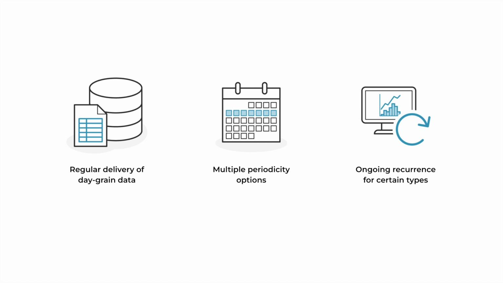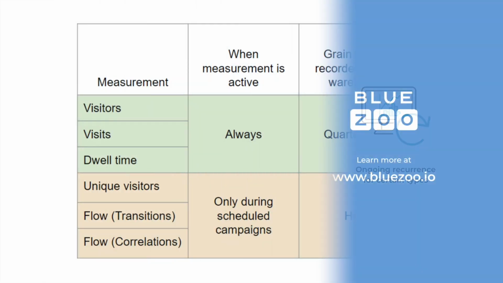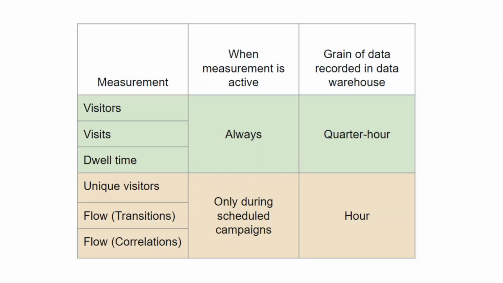Cumulative campaigns can recur indefinitely, with no limit to the number of cycles reported. Measurement results are uploaded to BlueZoo's data warehouse once per day, just after midnight, local time. Unique visitor and flow analytics must be defined as campaigns, unlike visits and other analytics which do not require reconfiguration.